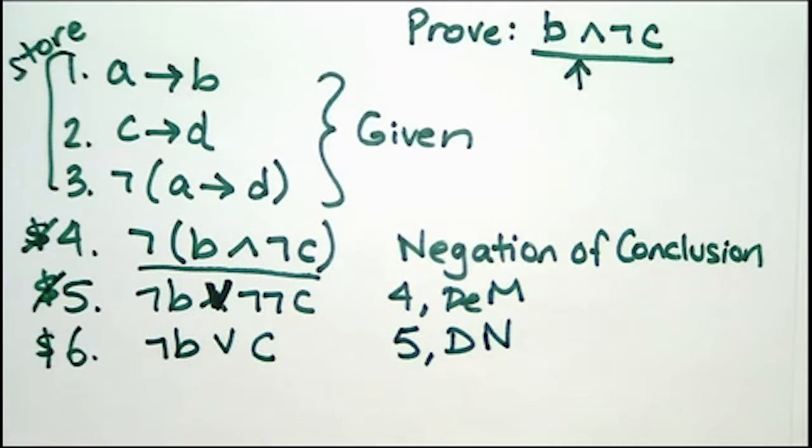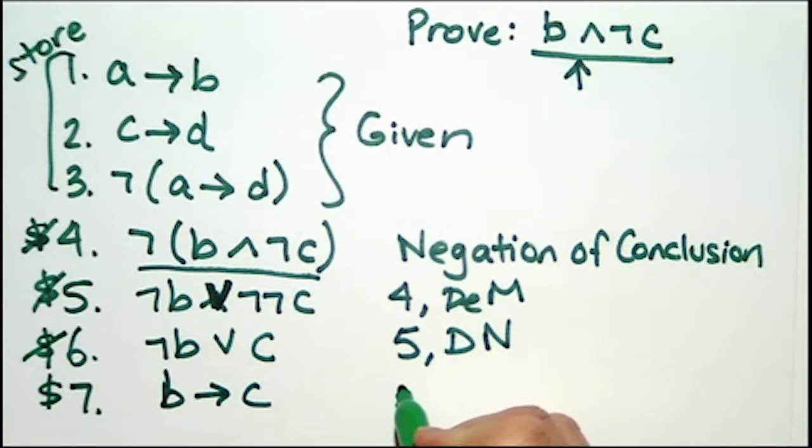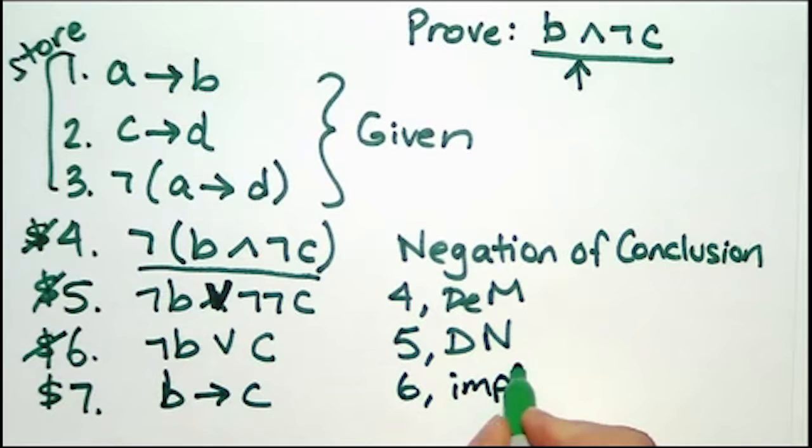And these are still from the negation of the conclusion, so I'm going to keep labeling it like it's money. Now, does anybody know what not B or C is logically equivalent to? B implies C, good. So that is from line 6 and the implication rule.